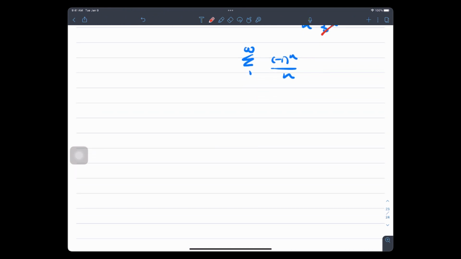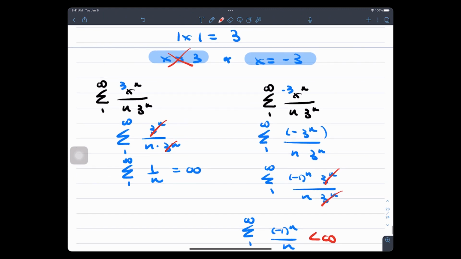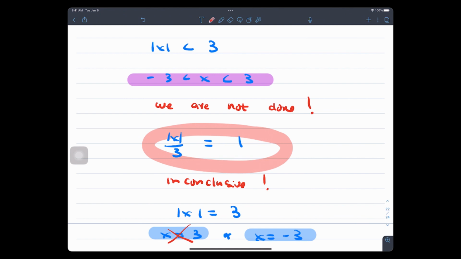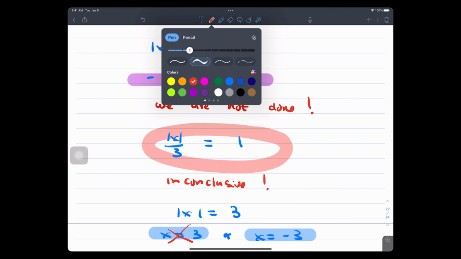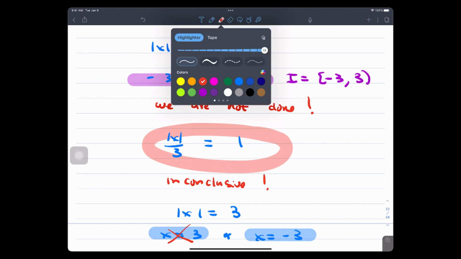Does it converge? Converges by the what? By the alternating series test. So what that means is you can allow x to be negative 3 and you have convergence. What that really means is the interval of convergence includes negative 3 but does not include positive 3.